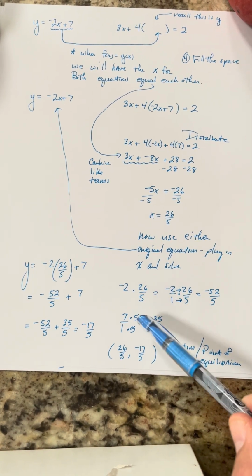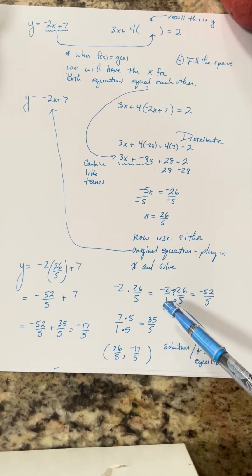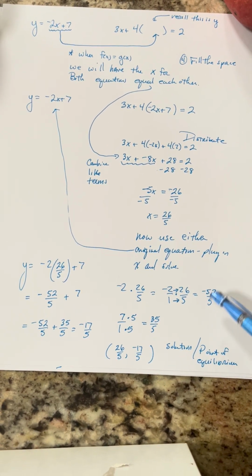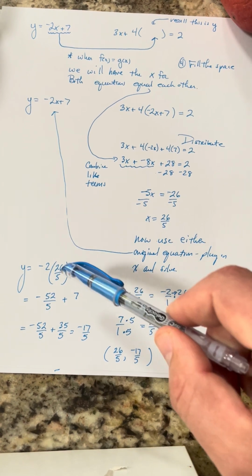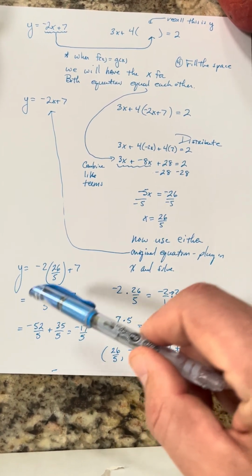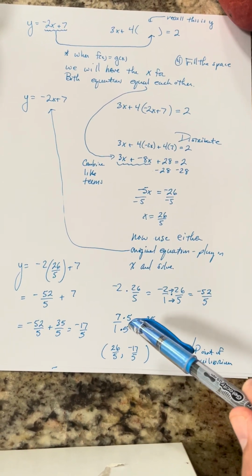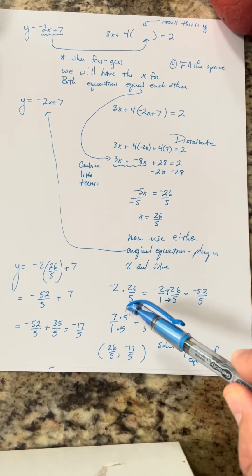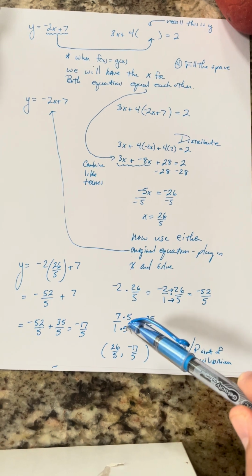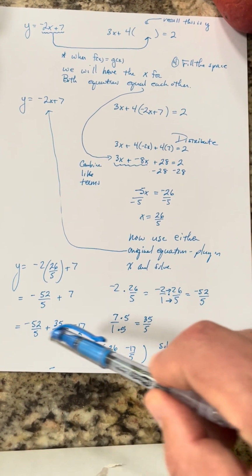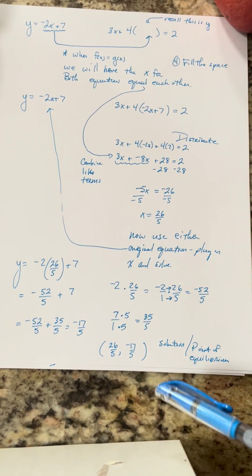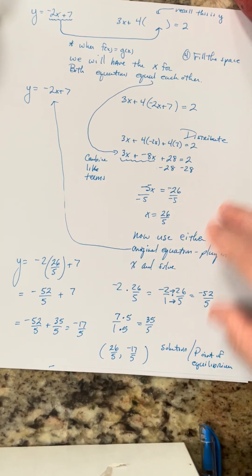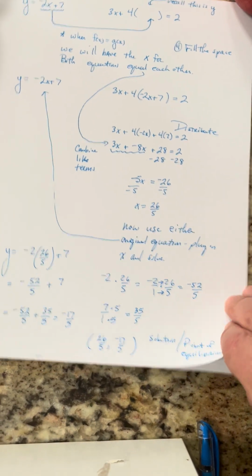Negative 2 times 26 over 5 is the same thing as negative 2 over 1 times 26 over 5. And we multiply straight across and we get negative 52 over 5. So this becomes negative 52 over 5. We need to get a common denominator. So 7 over 1 becomes 35 over 5 because we multiply top and bottom by 5. Now the denominators match and we get negative 17 over 5. And that is our ordered pair, or our solution, or our point of equilibrium.